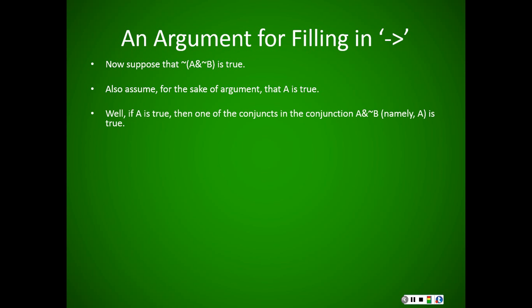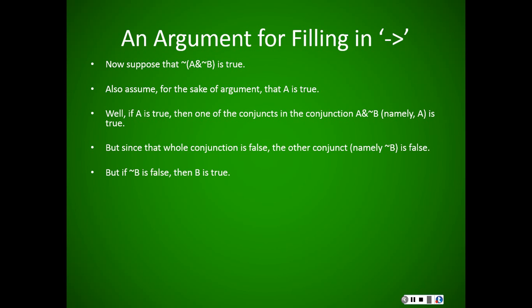Well, if A is true, then one of the conjuncts in the conjunction A and not B, namely A, is true. But we know that that whole conjunction is false because we've assumed that its negation is true. So since the whole conjunction is false, and for the whole conjunction to be false, it has to have at least one false conjunct, and the first of those conjuncts, by our assumption, is true, the other conjunct, namely not B, must be false. Alright, but if not B is false, then B is true.